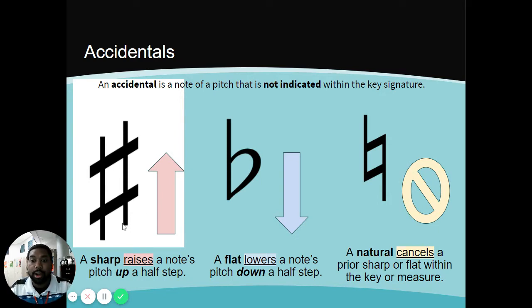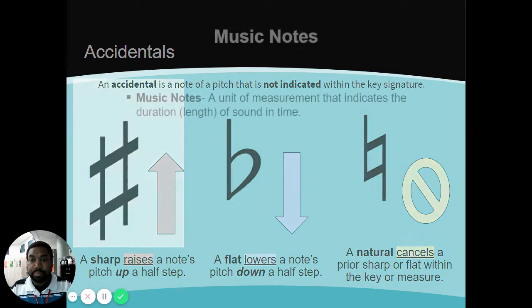If you have a sharp, that's going to raise it and make it a little higher. If you have a flat, remember, that makes it a little lower. And if you have a natural, it cancels out either the flat or the sharp, okay? All right, review, very good.